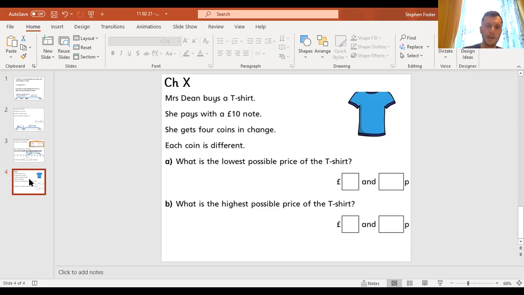Now I'm thinking the lowest possible price will give her the biggest coins in change, but they've all got to be different. So the biggest one would be a £2 coin, and then a £1 coin, and then a 50p coin, and then a 20p coin. So £2 plus £1, that's £3, plus 50 plus 20. So that's £3.70. And that's the amount of change she's going to get. So the lowest possible price would be £10, take away £3.70, which would be £6.30.